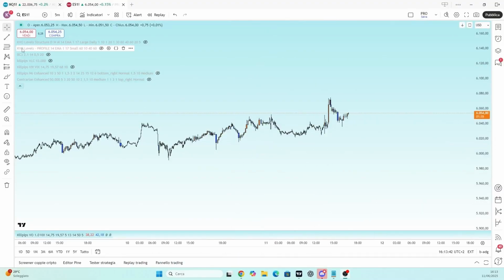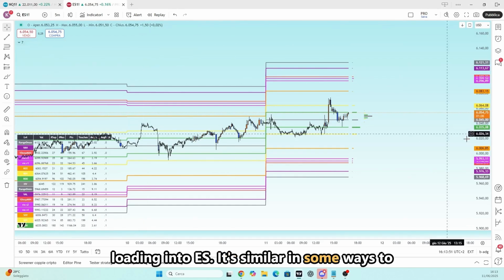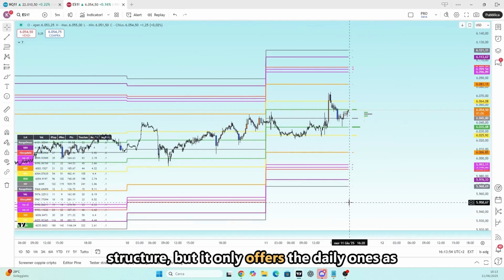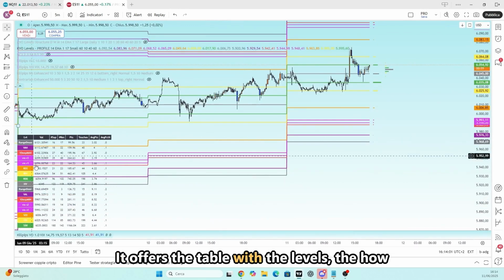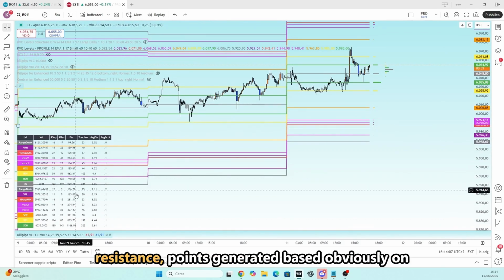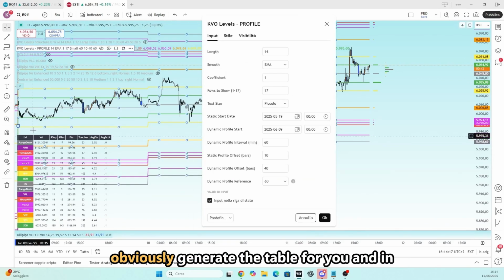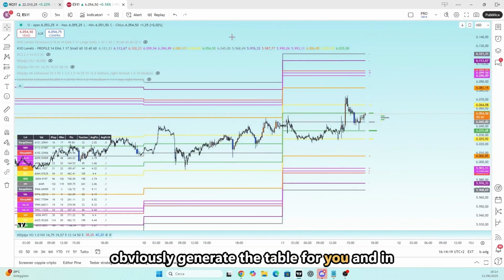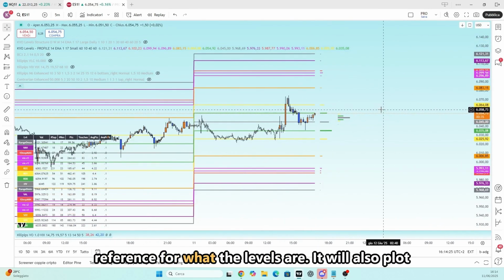We'll look at the NMH KVO Levels Profile indicator that I'm now loading into ES. It's similar in some ways to structure, but it only offers the daily ones as levels. Plus, it offers the table with the levels, how many times each acted as support, how many as resistance, and points generated, based obviously on the starting date that you enter. It will generate the table for you in addition to plotting the levels so you have a reference for what the levels are.